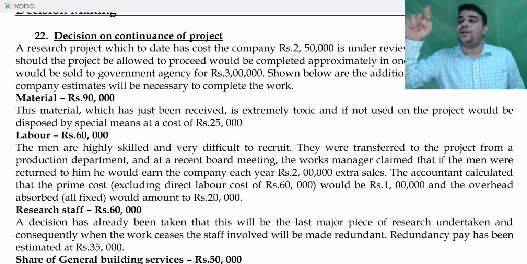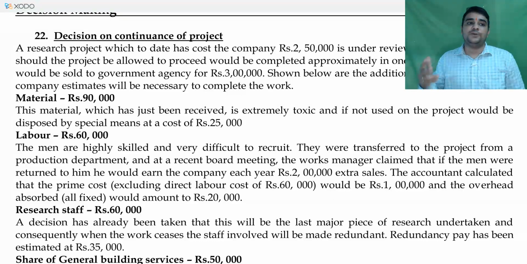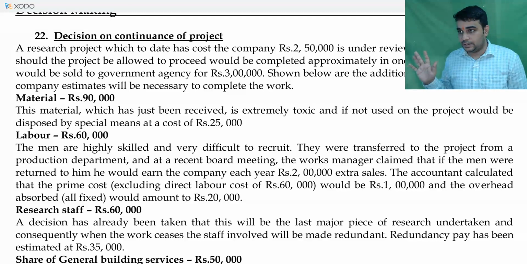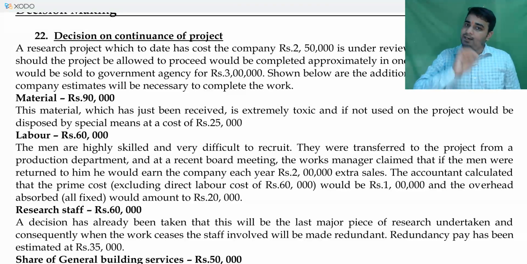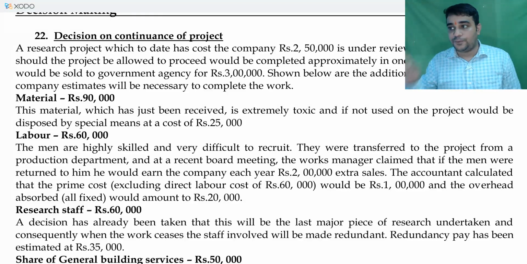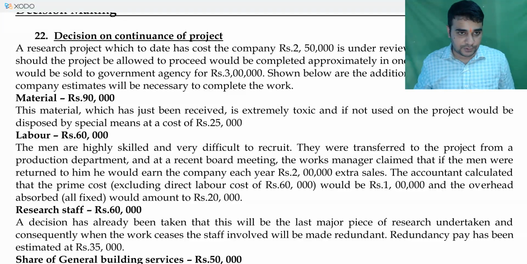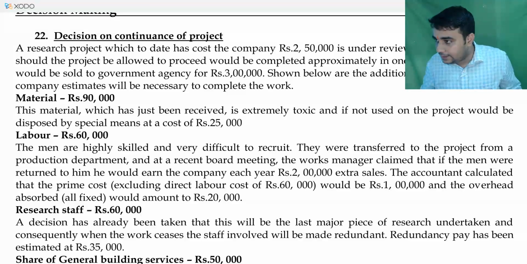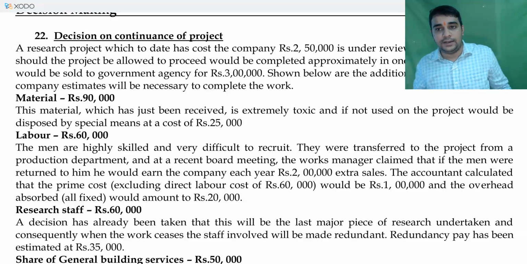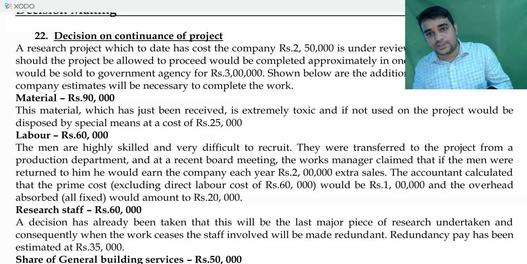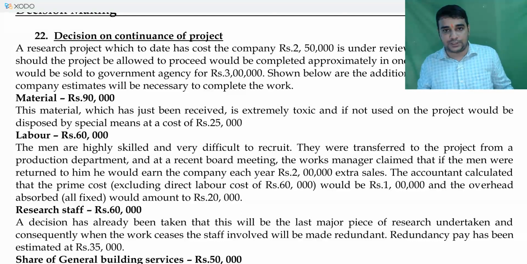Before buying, the value is 90,000. After buying, if you cannot use it, the value is only negative 25,000. The value is negative, so you can write it in the cost side. That is perfectly fine. If you are writing in the cost side, it's minus 25,000. If you are writing in the benefit side, it's plus 25,000. Either of the places you can write it. But the worth of this material is negative 25,000. Disposed of at a cost. You will have to pay money and then dispose it.